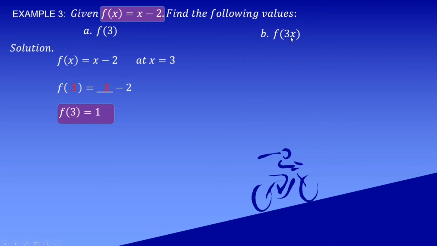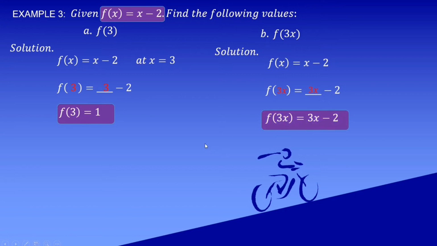For letter B, find the value of f of 3x. Our given function is f of x is equal to x minus 2. So replace all x by 3x. So another x here is 3x. Therefore f of 3x is equal to 3x minus 2. We cannot combine the two terms since one of the terms has an x.